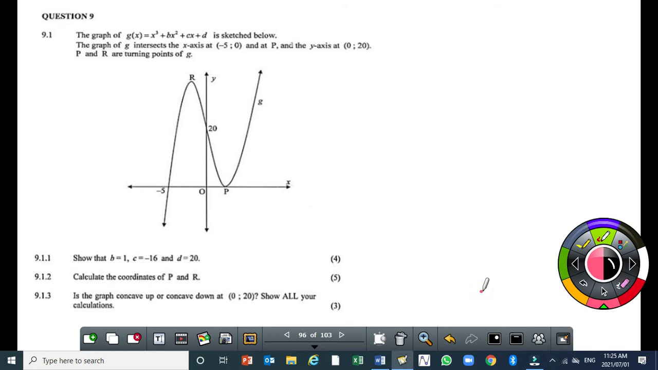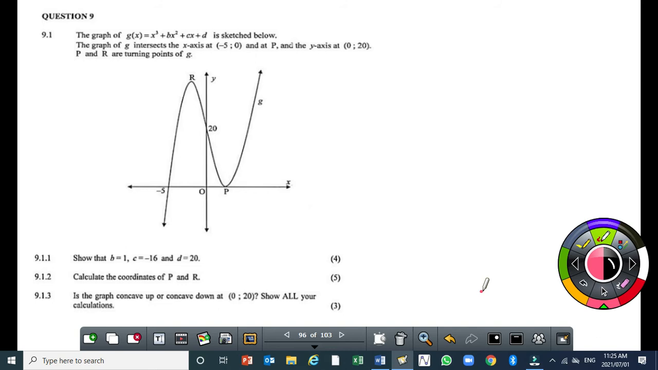All right, and we don't know the value of b, we don't know the value of c, we don't know the value of d. We are given that the graph of g intersects the x-axis at x equal to minus 5 and y equal to 0, which is here. Then we have a turning point here, which is also an x-intercept, which means we have the same value of x twice.